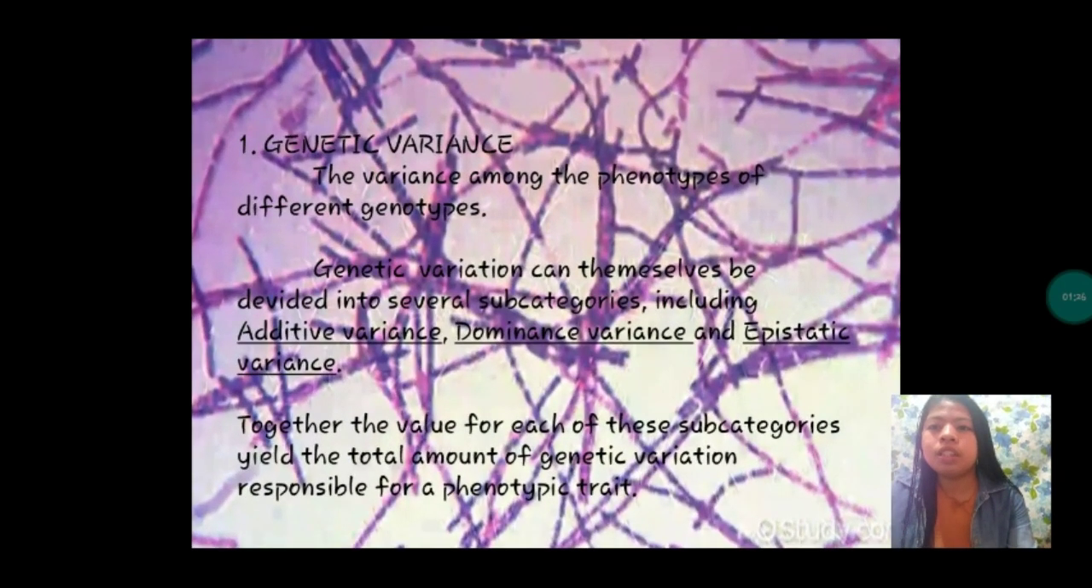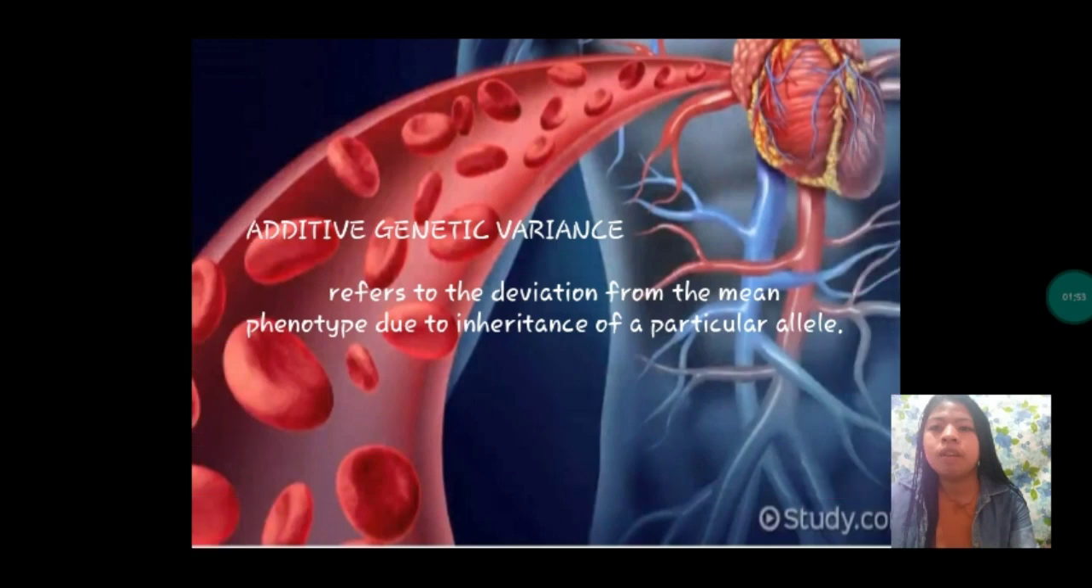Number 1, genetic variance: the variance among the phenotypes of different genotypes. Genetic variation can itself be divided into several subcategories, including additive variance, dominance variance, and epistatic variance. Together, the values for each of these subcategories yield the total amount of genetic variation responsible for a phenotypic trait.